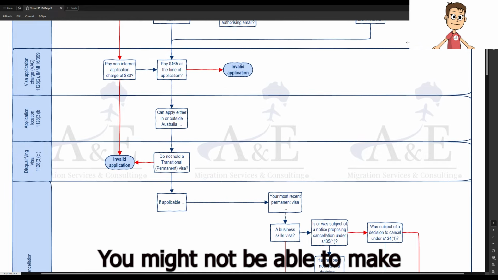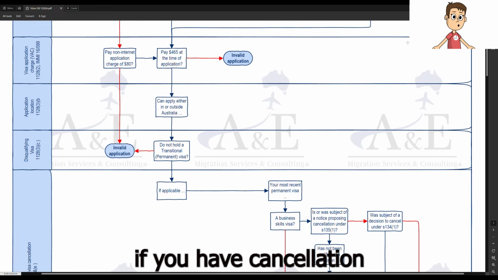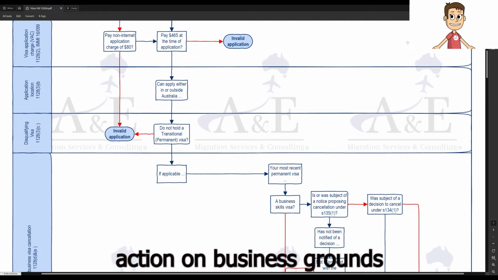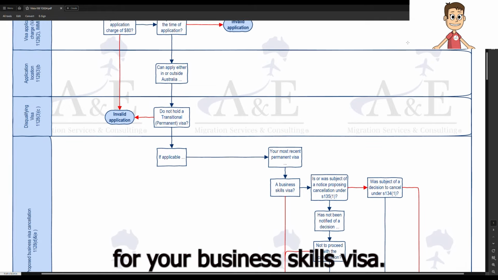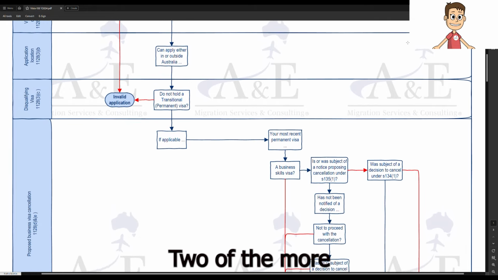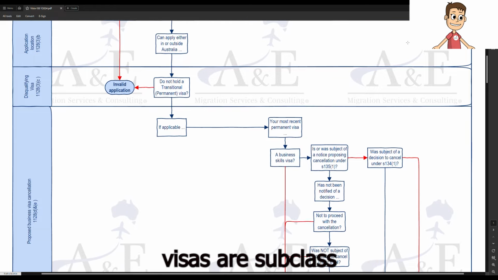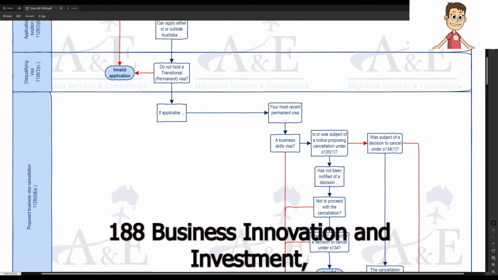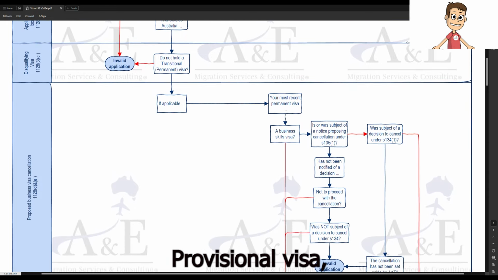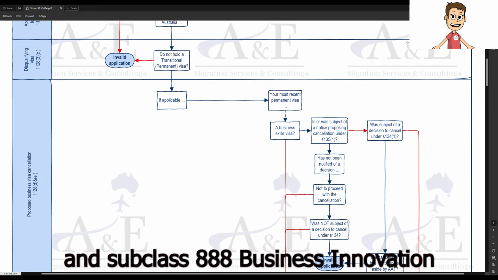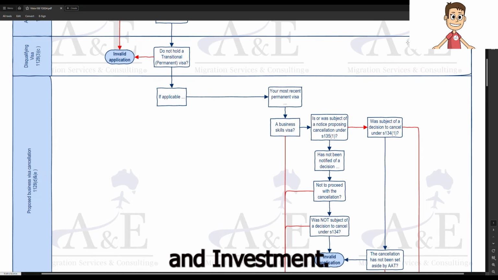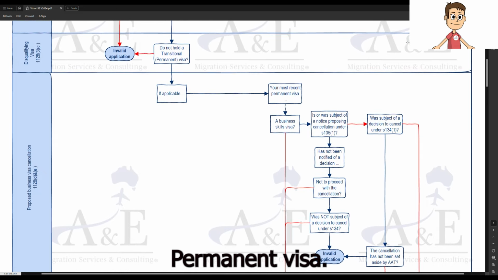You might not be able to make a valid application if you have cancellation action on business grounds for your business skills visa. 2 of the more well-known business skills visas are subclass 188 Business Innovation and Investment Provisional Visa and subclass 888 Business Innovation and Investment Permanent Visa.